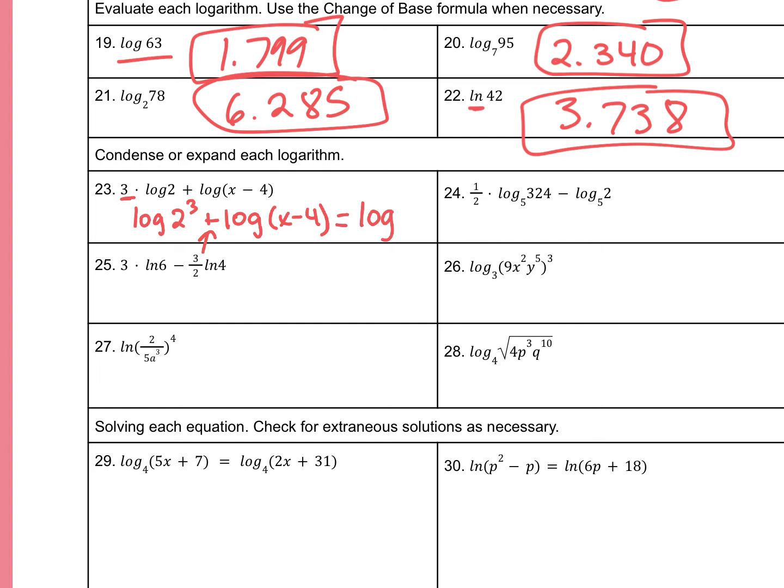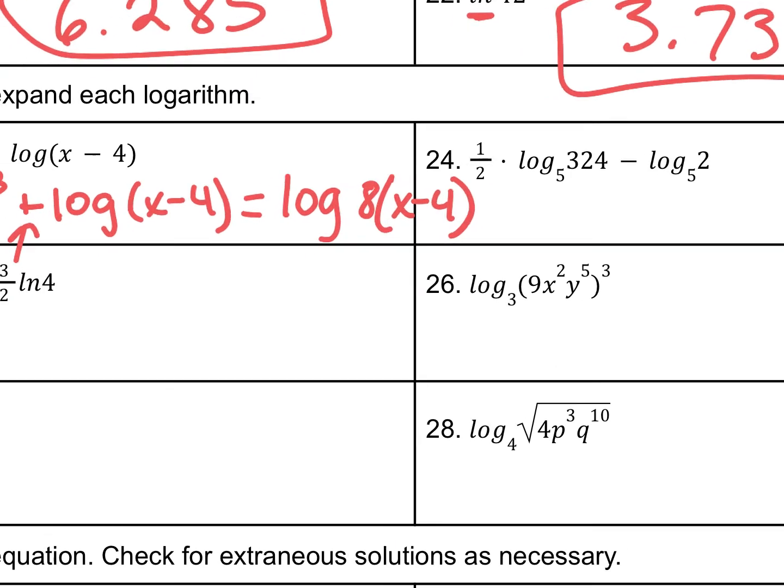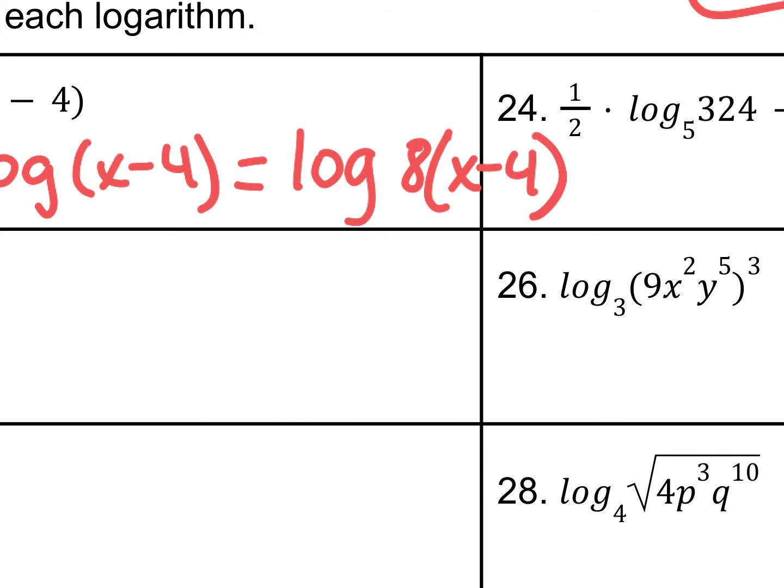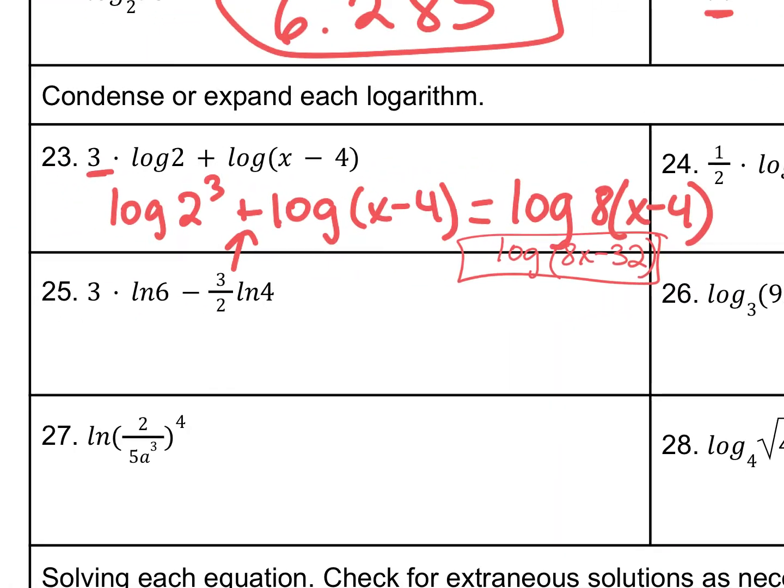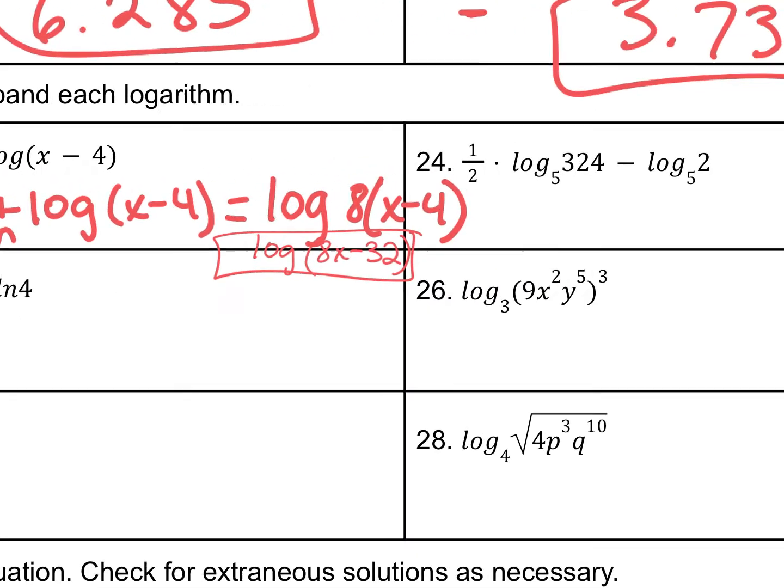Plus sign means to multiply. So log of 2 to the 3rd times x minus 4. So 2 to the 3rd, we'll go ahead and evaluate that. Gives us 8. Log of 8 times x minus 4. I'm going to run out of room here really fast. Okay, so we can just distribute out that 8, and we'll leave it just like that. Okay, so that is how we condense.